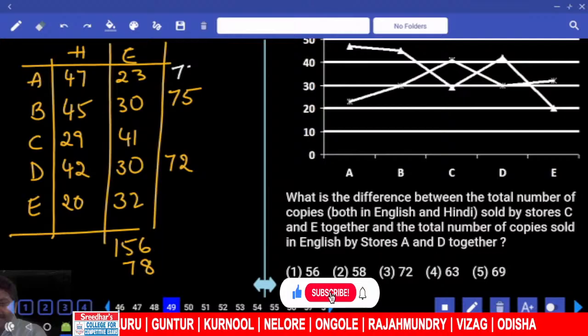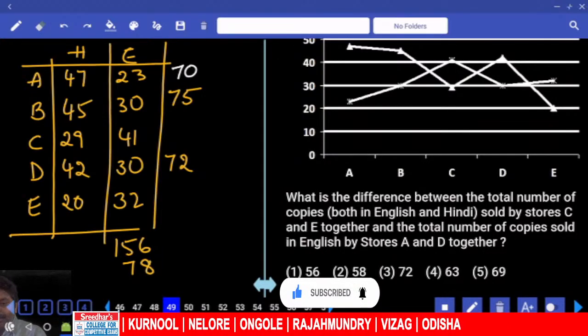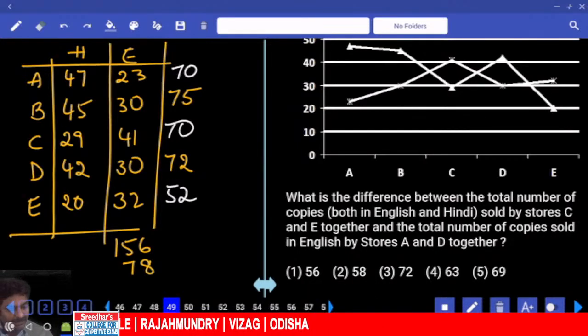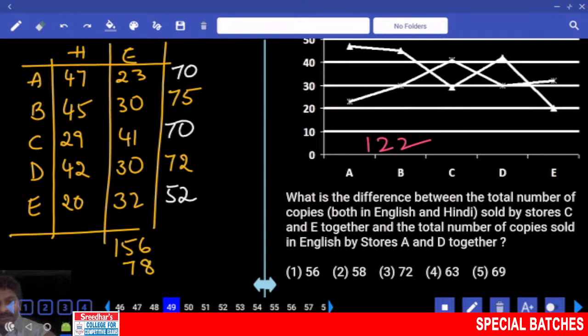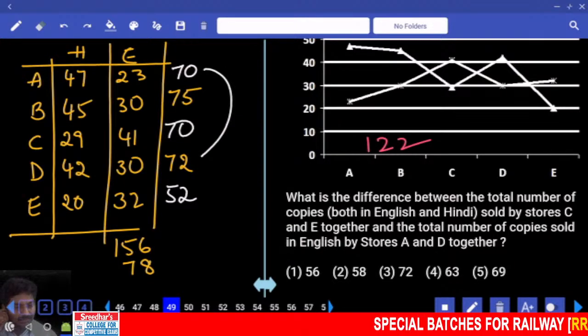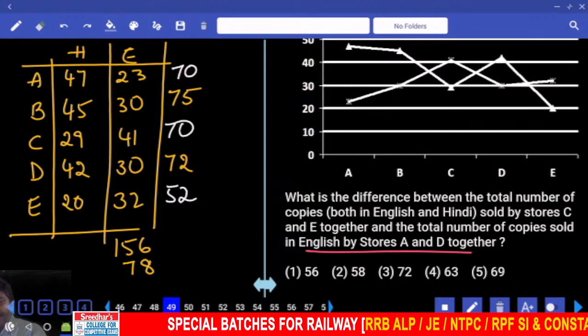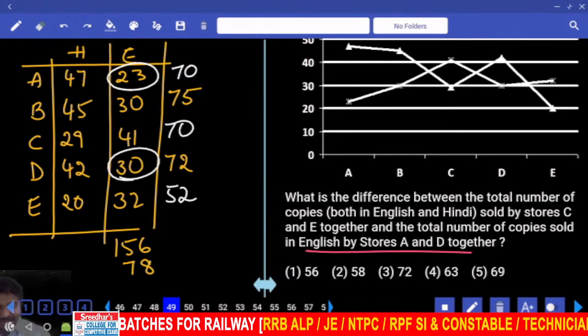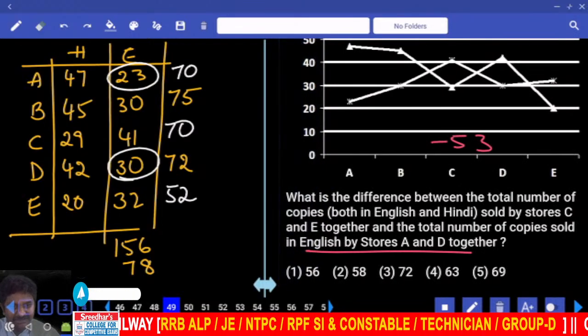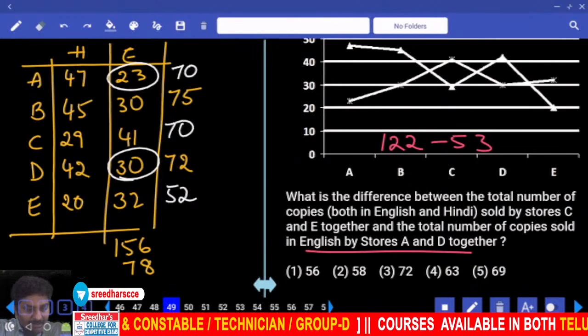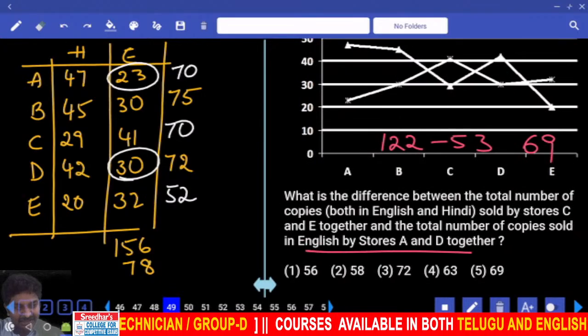A and A value is 70. C total 70. E total 52. Now we have to take difference between C and E. C and E both together 122. A and D, only English, right? English, A and D. Total 53 subtracted from 122. Correct? Answer ends with 9. How many? 169.